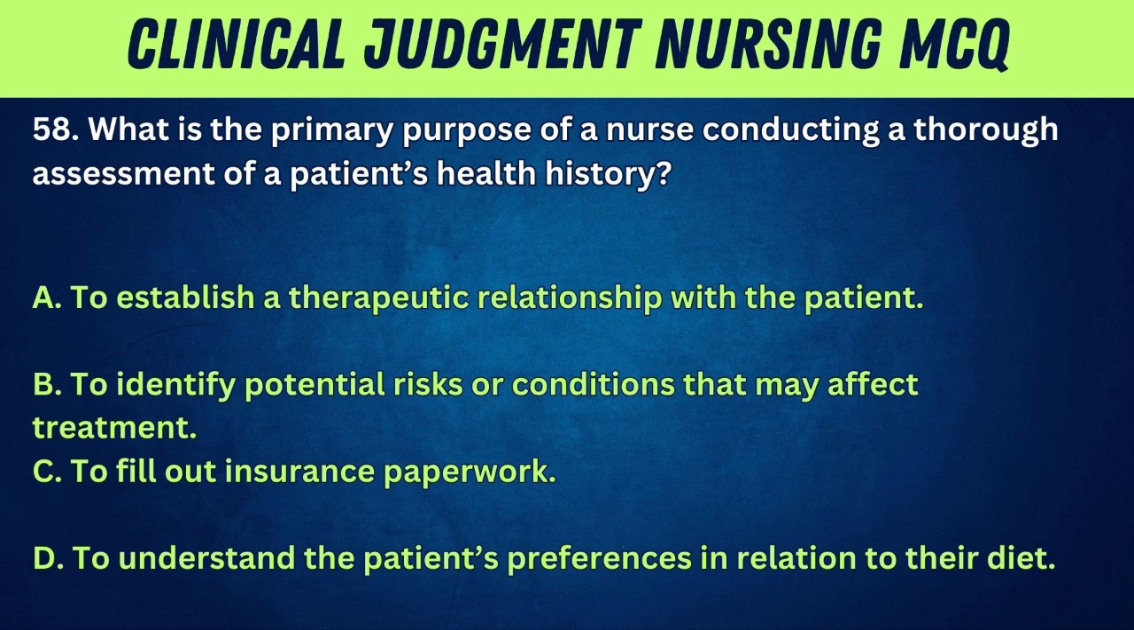history? A. To establish a therapeutic relationship with the patient. B. To identify potential risks or conditions that may affect treatment. C. To fill out insurance paperwork. D. To understand the patient's preferences in relation to their diet.